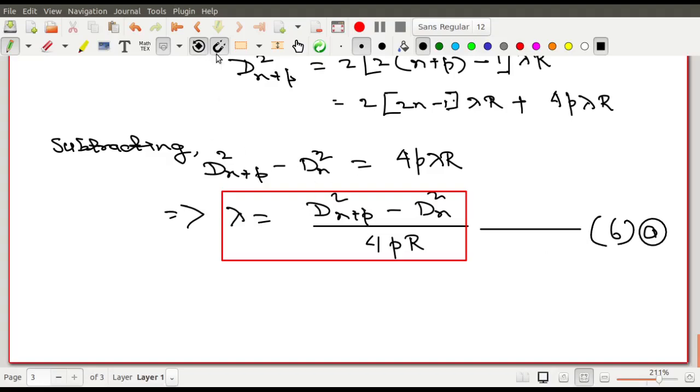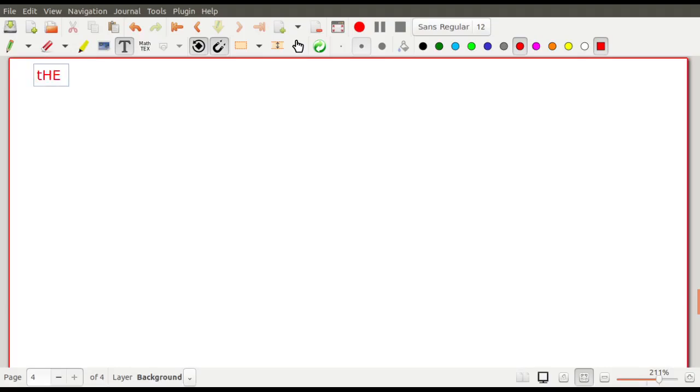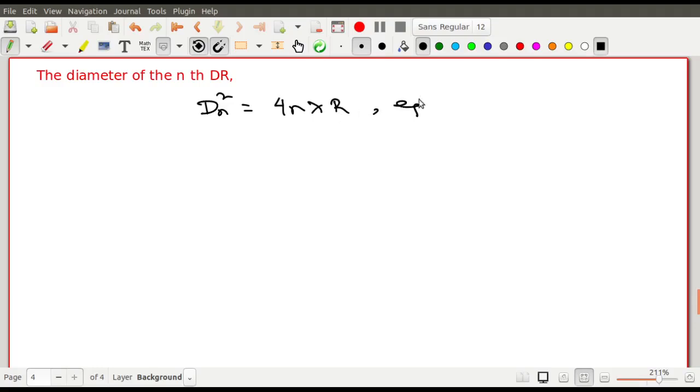So for dark rings, the diameter of the nth dark ring. So what will be the diameter of the nth dark ring? That is given by dn square is equal to 4n lambda r. So this is as given by equation 5, right?